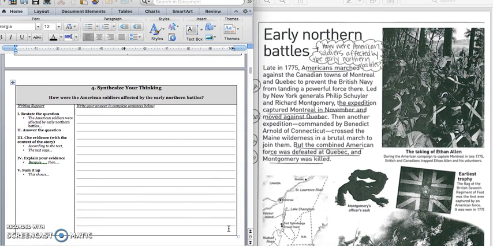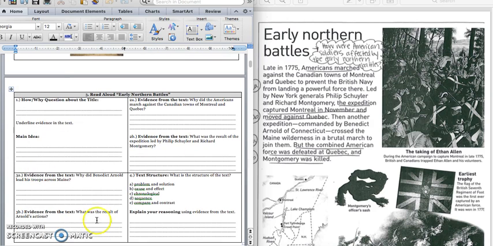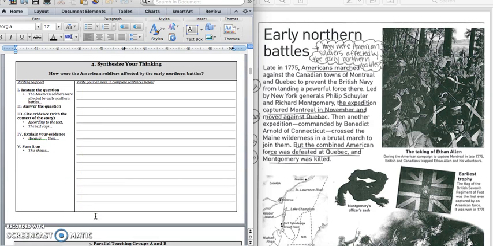And paragraph 4 says, how were the American soldiers affected by the early northern battles? And you can use your main idea and your details from boxes 2 and 3 to write your paragraph.